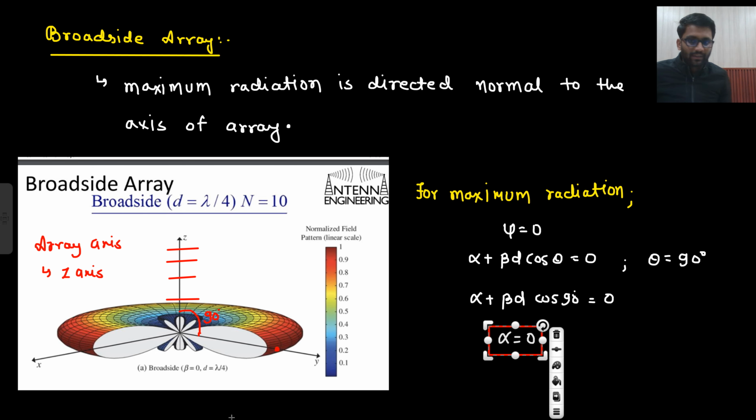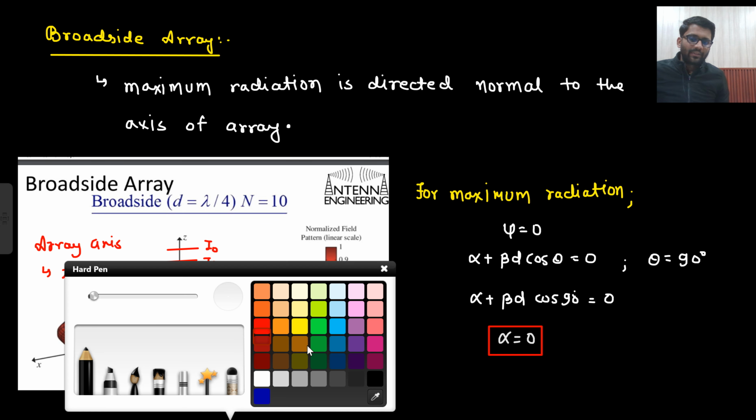What does that mean? Here my currents were, at the origin, the current was I naught, simple I0 current. Then there was a phase difference of alpha. Here there was a phase difference of 2 alpha. Now alpha should be 0. That means all the currents should be in phase. That means for broadside array.